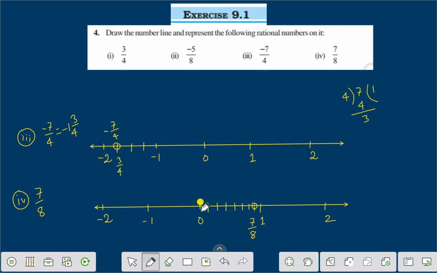That we have to divide 0 and 1 into 8 equal parts. 1, 2, 3, 4, 5, 6, 7 and 8. Right? And this is 1 by 8, 1 part out of 8 parts. 1 by 8, 2 by 8, 3 by 8, 4 by 8, 5 by 8, 6 by 8, and this is 7 by 8.